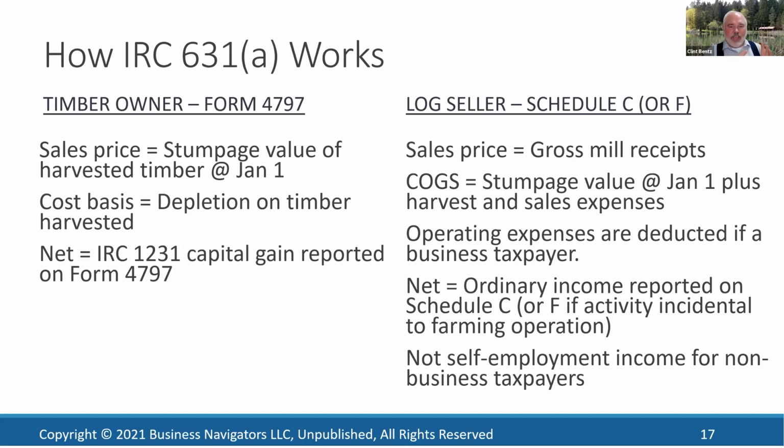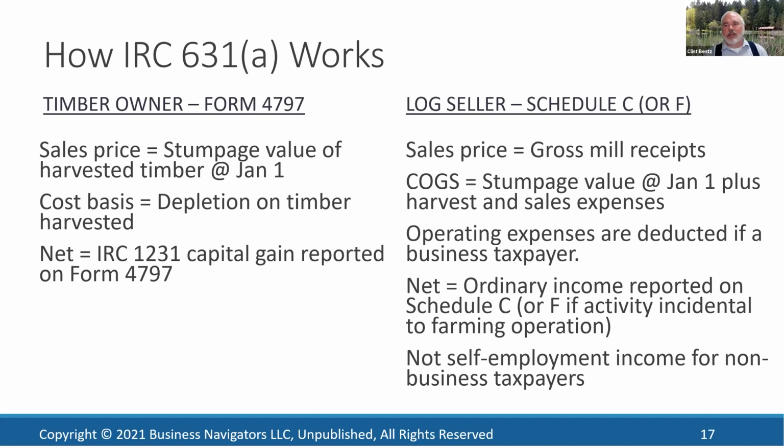So that's the sale price. Your cost basis then is the depletion, your cost basis in your timber. And then the net of that is the 1231 gain. That's reported on the Form 4797. That's the timber owner side.